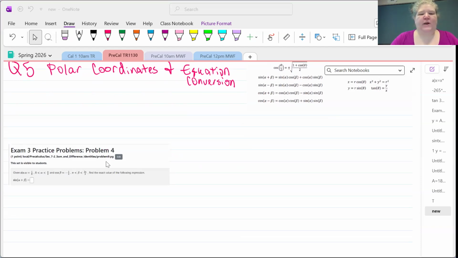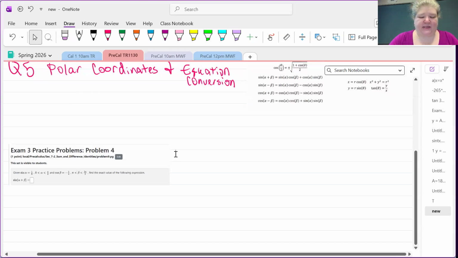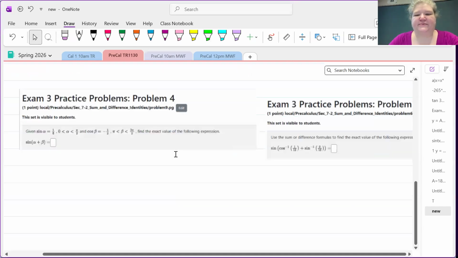So problems 1 and 2 are similar to problems 3 and 4, but the initial setup looks weirder. It is not going to look like problems 1 and 2. I'm just going to put it up side by side so you can see the comparison between the way they look format-wise.